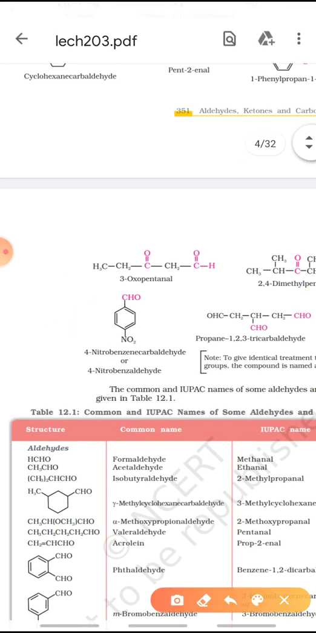This will be nitrobenzene and carbaldehyde is there. So it will be written as 4-nitrobenzaldehyde, or you can simply write it as 4-nitrobenzene carbaldehyde.